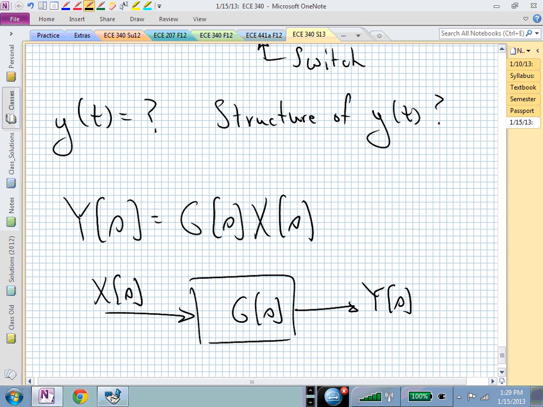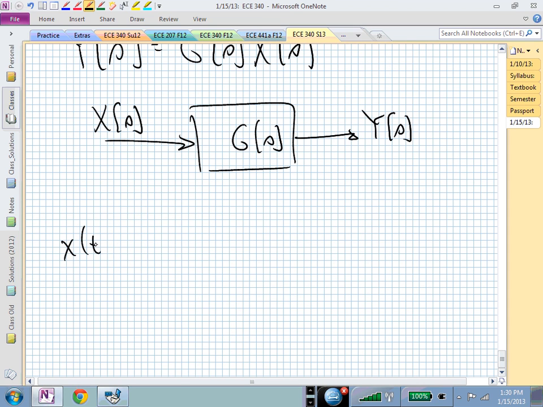So if I walked up and kicked that circuit, or I inject it with an impulse, maybe. I said we were trying to connect this with what you already know.